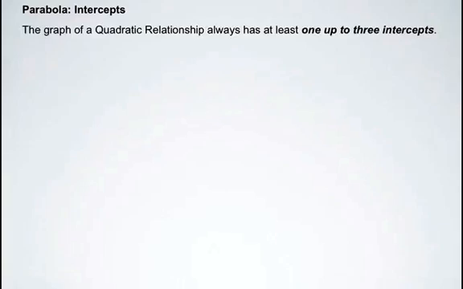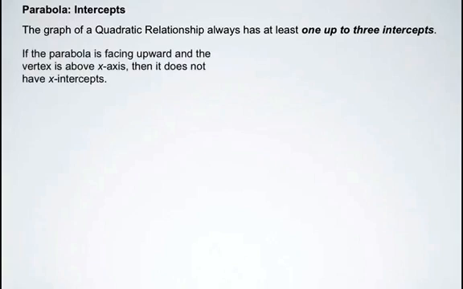Parabola, the intercepts. The graph of a quadratic relationship always has at least one, but up to three intercepts. If the parabola is facing upward and the vertex is above the x-axis, then it does not have x-intercepts.